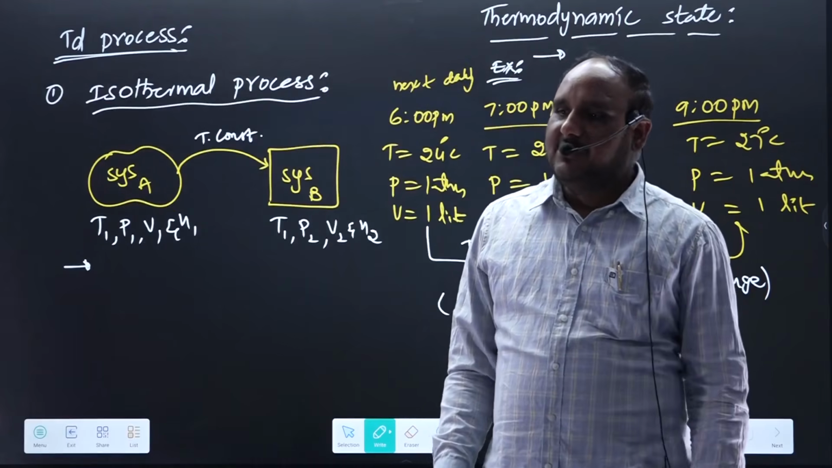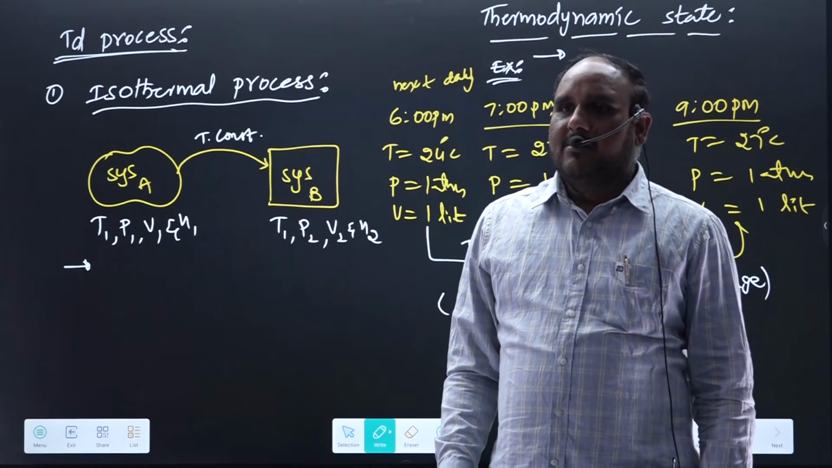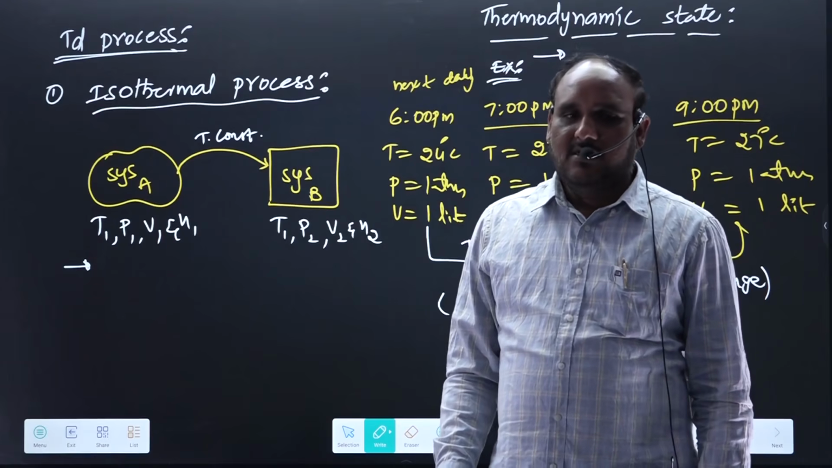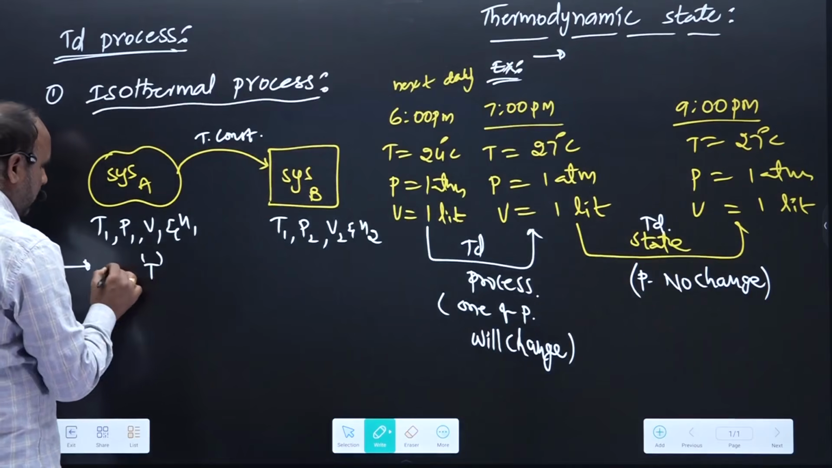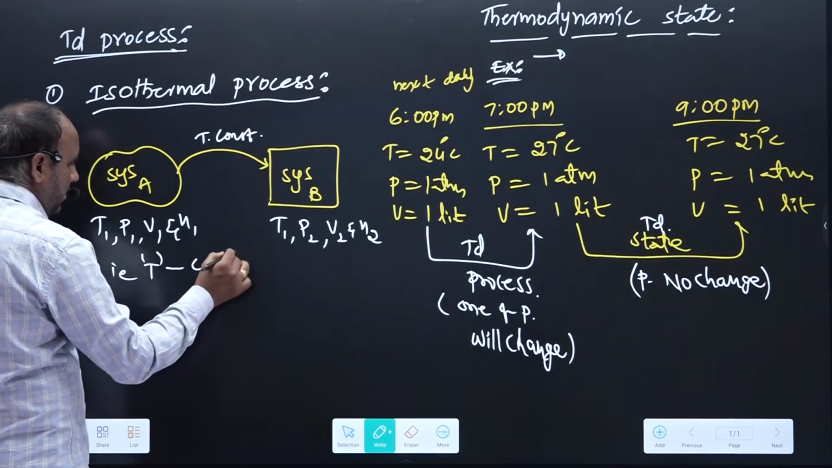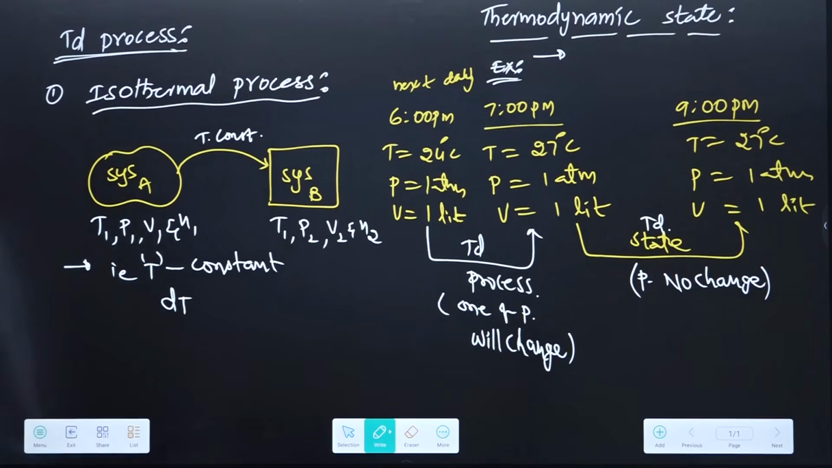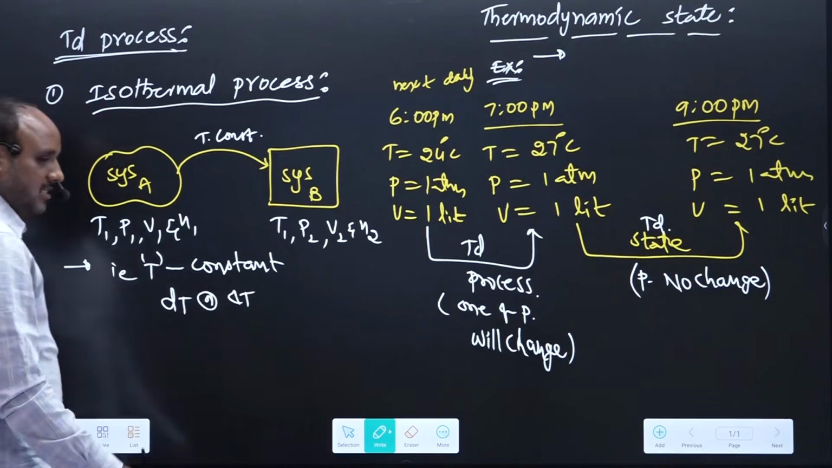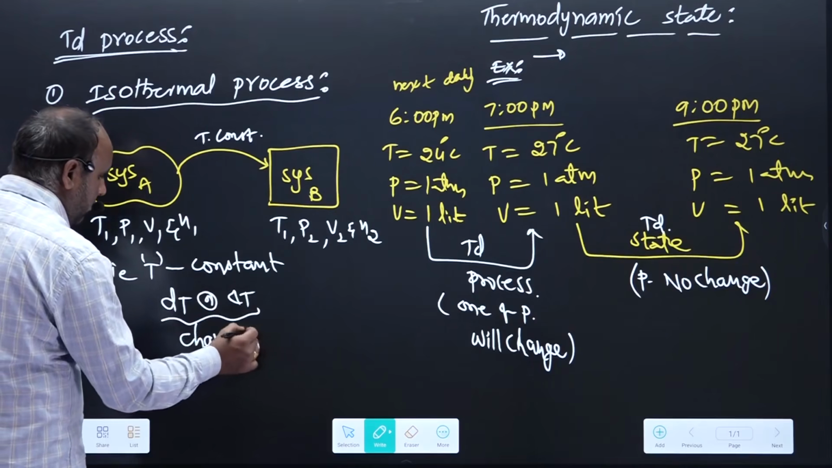Write down: the process in which temperature remains constant. When temperature remains constant, what are the conditions? T is constant. T is constant means, what about dT? dT means change in temperature. This can also be written as delta T. dT and delta T mean change in temperature.